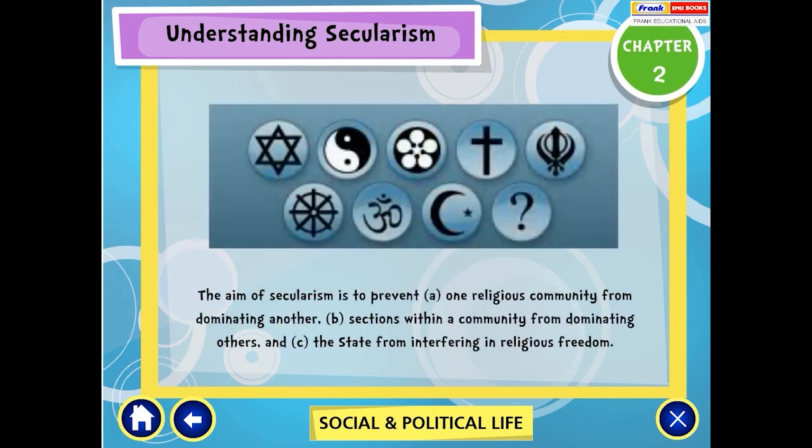The aim of secularism is to prevent: A. One religious community from dominating another, B. Sections within a community from dominating others, and C. The state from interfering in religious freedom.